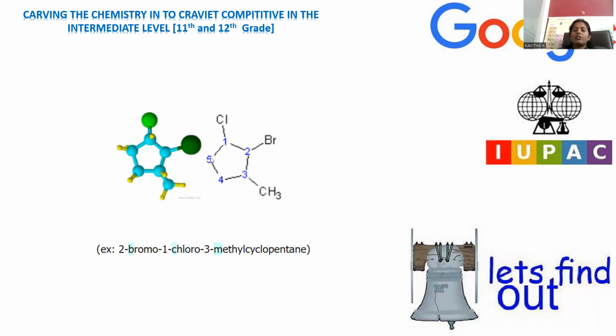Next, in order to pronounce this, we have to give cyclo. Being a ring system, cyclo will come, and with 5 carbons as the parent chain, cyclopentane is the skeletal compound over here. This is the way 2-bromo-1-chloro-3-methylcyclopentane is the complete name as per the IUPAC protocol for the given organic compound.